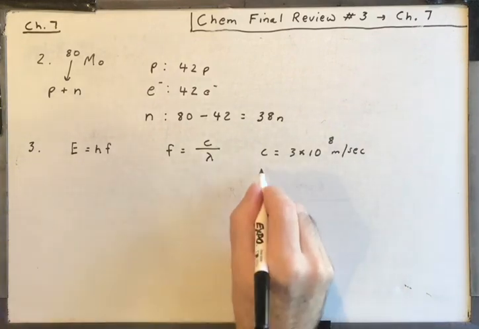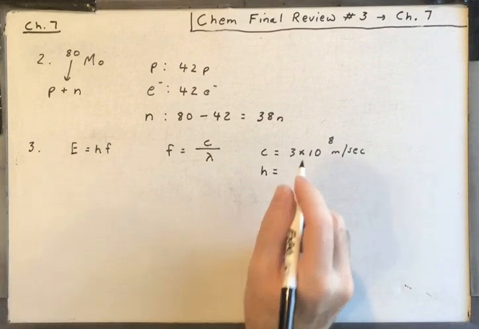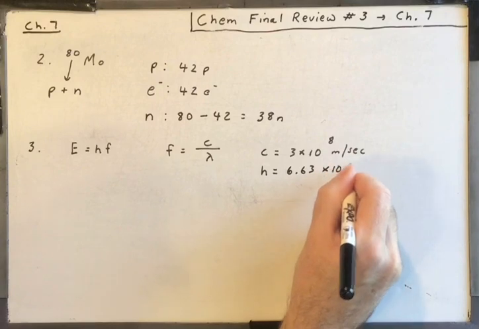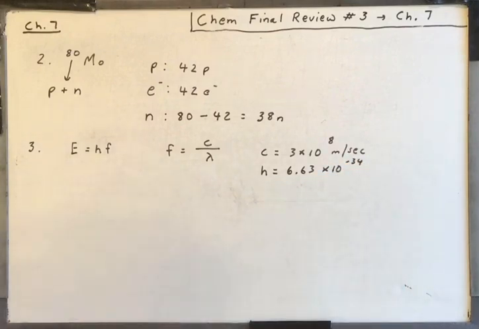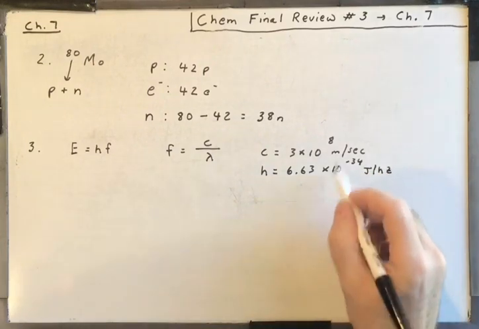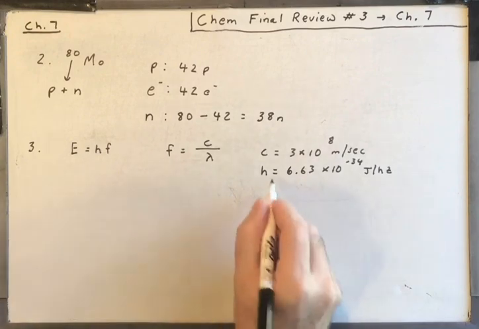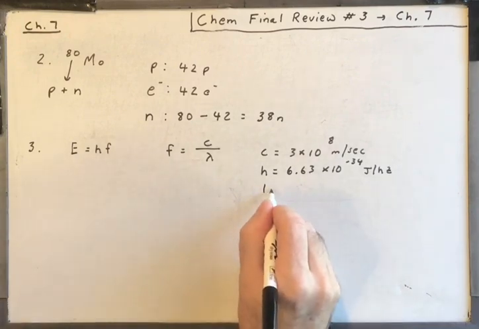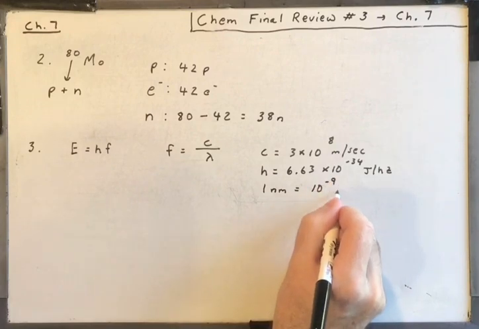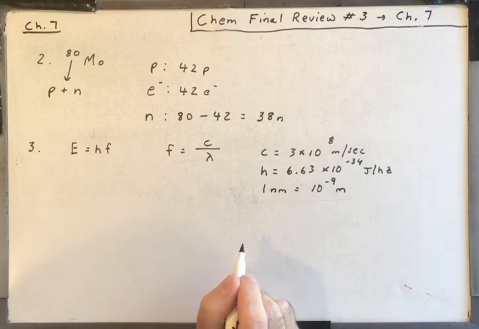Planck's constant, h, will be given to you. All right, Planck's constant is 6.63 times 10 to the minus 34 joules per hertz. Those will be given to you. All right, so you also need to remember that 1 nanometer is equal to 10 to the minus 9 meters. That will not be given to you. Okay, so we'll need to use that in a minute.